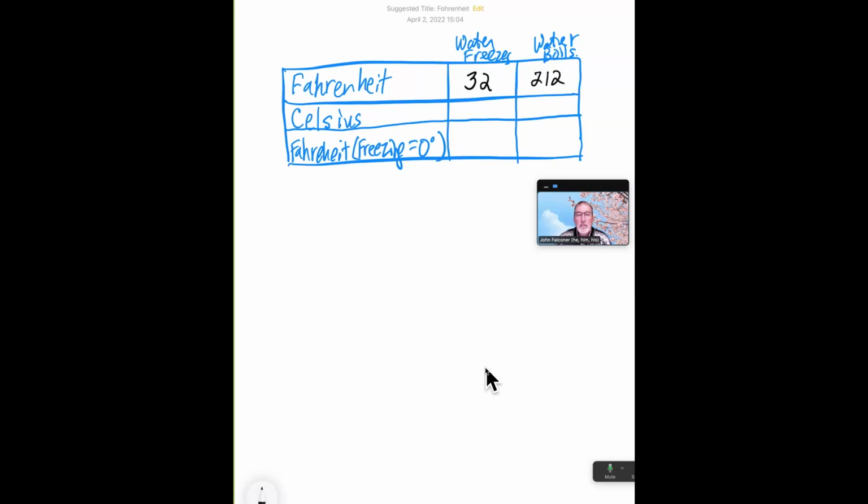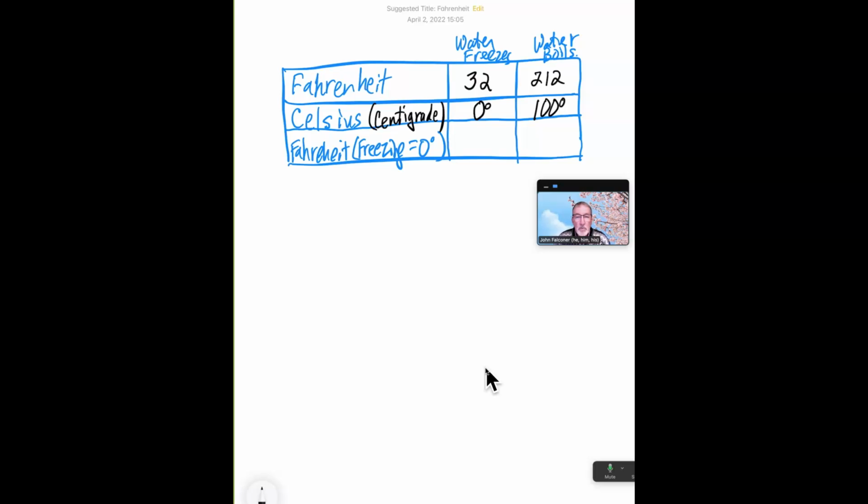And those are kind of arbitrary numbers, right? We won't get into why here, but Celsius, which is also called centigrade, from centi for 100 and grade meaning degrees or gradation, goes from 0 degrees to 100. Water freezes at 0 and boils at 100.